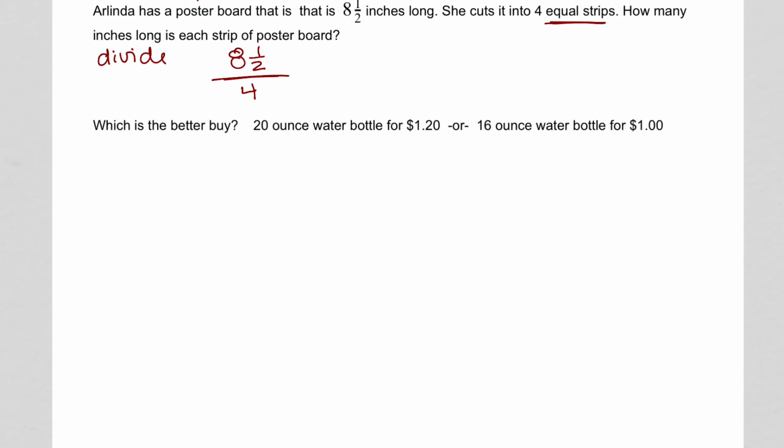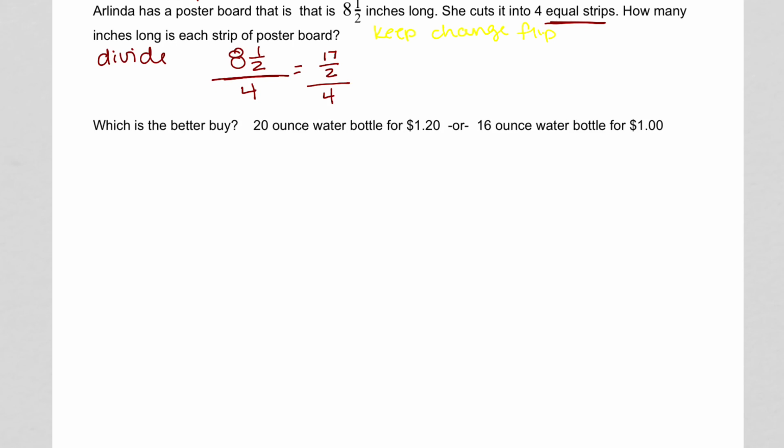Well, there's a couple different ways I could do this. I kind of like the idea of turning that 8 1/2 into an improper fraction. So let's see, 8 times 2 is 16 plus 1 is 17. So I could say this is the same as 17 over 2 divided by 4. Now remember, what is the deal when I am dividing fractions? When I divide fractions, I want to keep, change the operation, and flip the second fraction, which means I just want to multiply by the reciprocal.